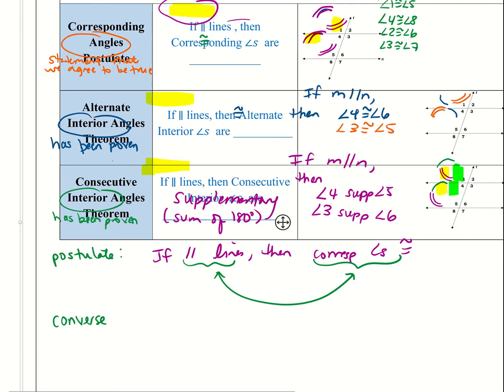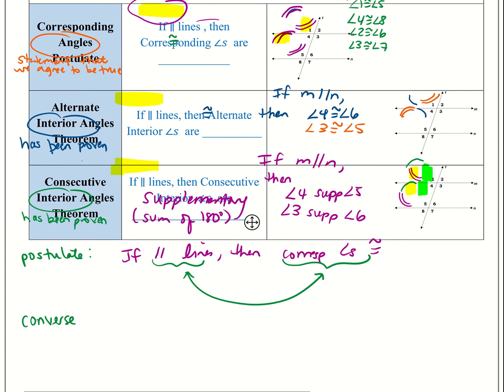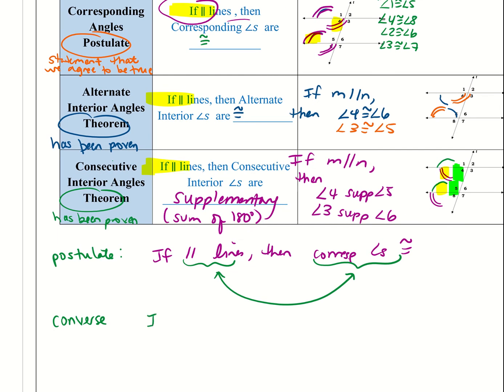Let me try to undo that. If, and then still, this is still a conditional statement. But if I know to start off with that corresponding angles are congruent, then something that I can know is that I have parallel lines.